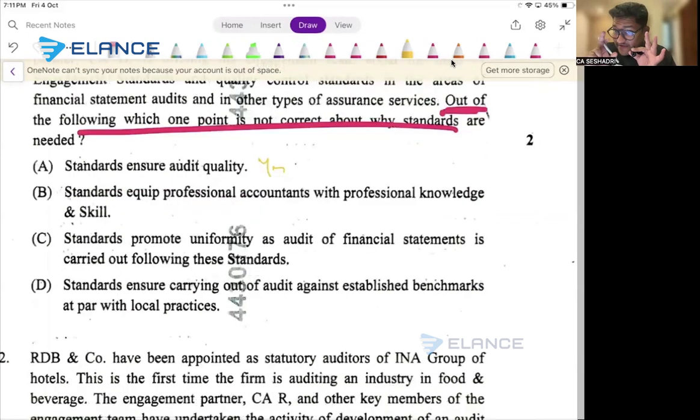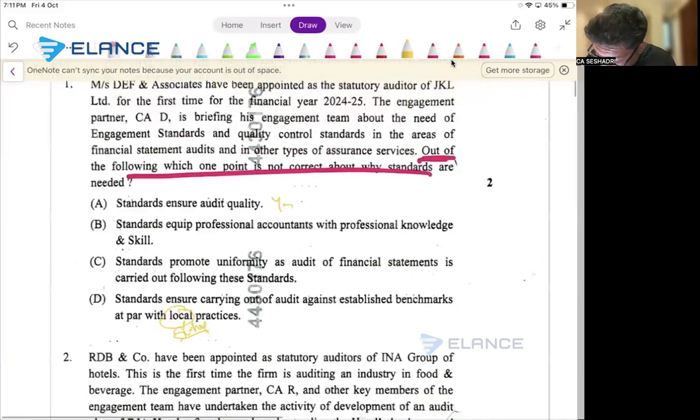Standards ensure carrying out audit against established benchmarks at par with local practices. Guys, again, this is very, very important. Each word in the ICAI study material, each word in the MCQ options is very important. Local is not the word, the answer is global. So D is the answer, which is not correct. So 2 marks is yours.